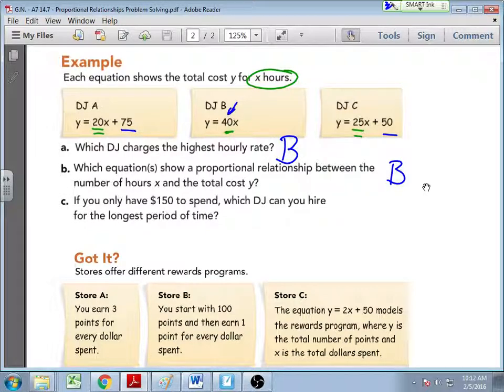You would replace y with 150. Boom. Y is our total dependent on X hours. So I replace Y with 150. So for DJ A, I could say, okay, 150 equals 20X plus 75. Well, the first thing we have to do is remove that 75. So really, I only have $75 to pay for the hourly charges. How many hours would you be able to get?